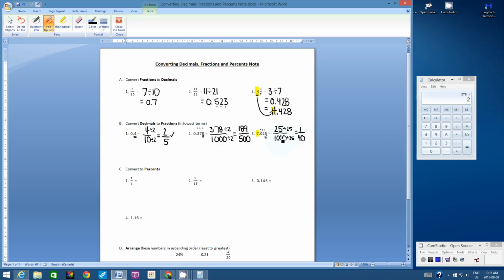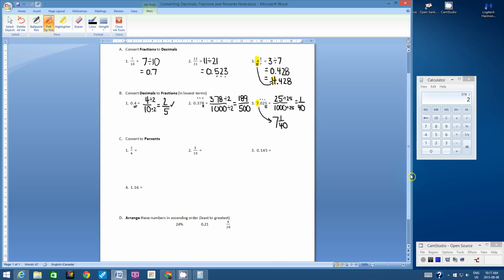Okay, so we're not done. Remember, we've got to bring this whole number down and create a mixed number. So we put 7 outside of the fraction, and then we add the fraction here. So 7.025 is actually a fraction of 7 and 1/40th. Okay, so that's section B.